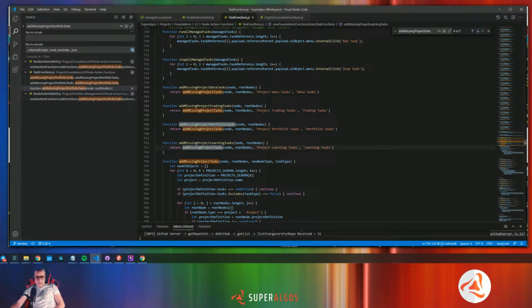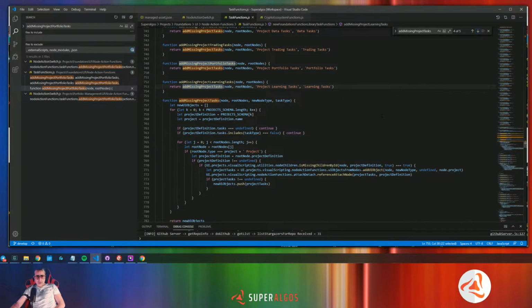Okay, here is the problem, the root of the problem. Because this guy is a generic function that says that, so for each project that exists, it is going to create.